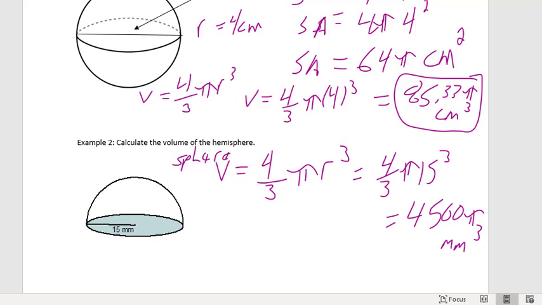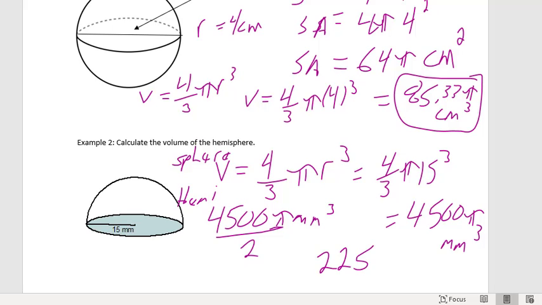A hemisphere is half of it, so 4,500 pi millimeters cubed divided by 2. So that's 2250 pi millimeters cubed.